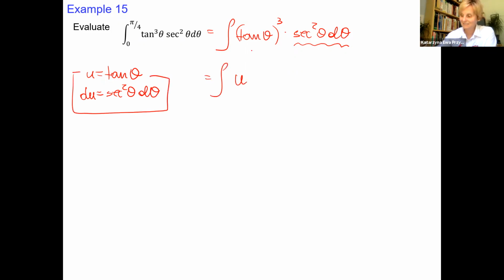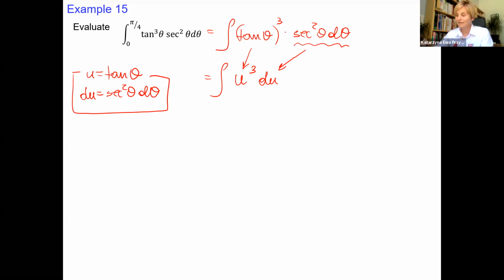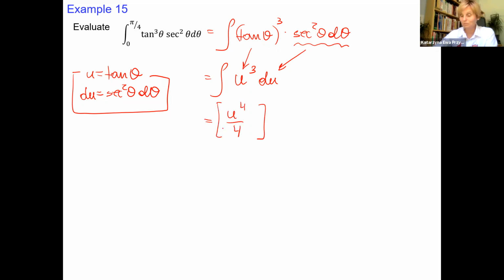Let's see. This is u cubed, and this is just du, secant squared theta d theta. Really nice. It's nice if one of the functions is the derivative of the inner function. Then perfect. Okay, integral of u cubed is u to the power of 4 over 4, and we will find new limits of integration, new bounds.